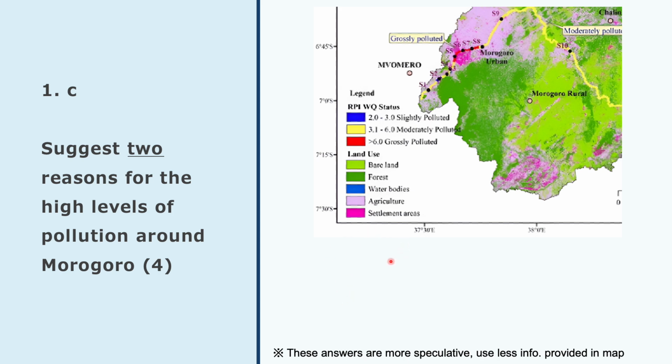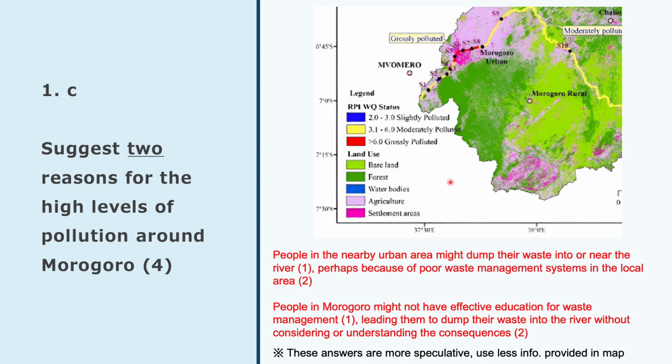Now, we can also consider some other answers that might be a little bit more speculative and use less information provided on the map. For example, people in the nearby urban area, so we do have some evidence for that, might dump their waste into or near the river, perhaps because of poor waste management systems. And so we don't really have information about their waste management system, so I don't think it's as strong as the other 2, but I would still accept it because it gives a source of pollution and a process by which that is entering the river.